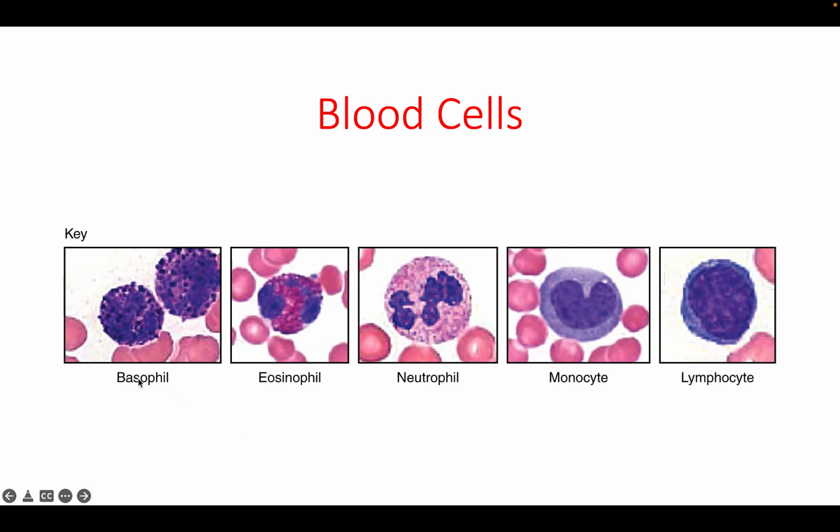So with basophils, you can't really see a nucleus. It just looks like a bunch of dots all over the place, this chaos. So you can pretty much not see the nucleus at all. If you can't really distinguish it, you're looking at a basophil.